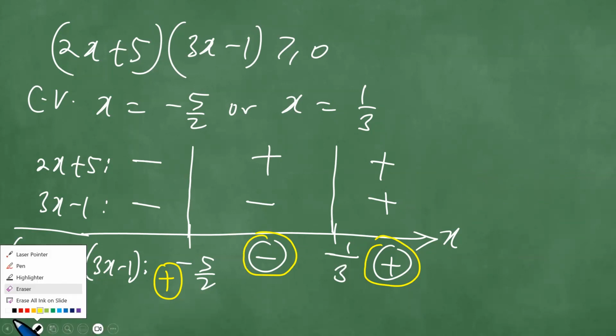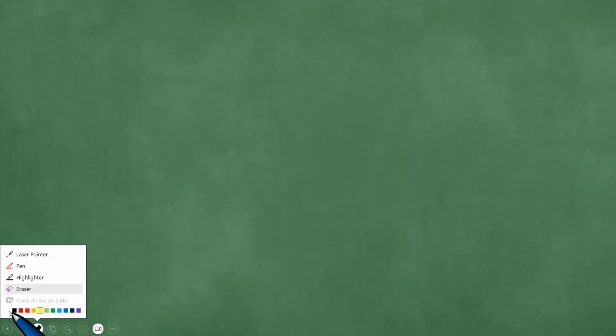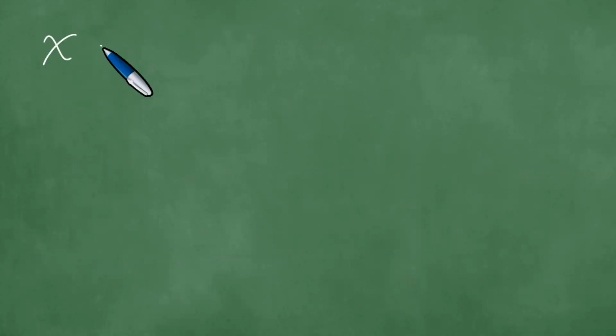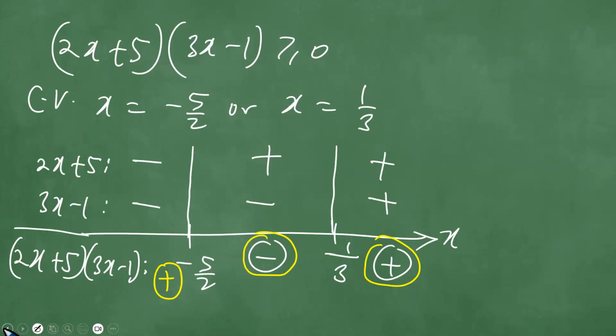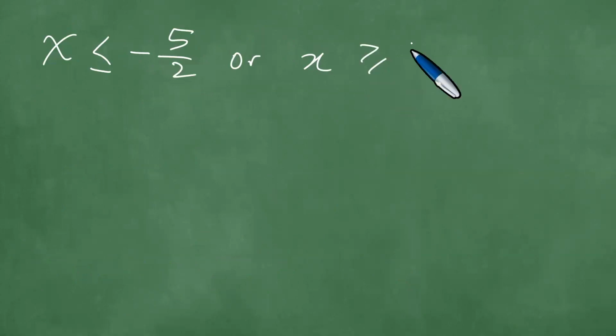You can write it on the next slide. So you can say x is less or equal to minus 5 over 2 is this side, plus is this side. To the left is less, so x is less than or equal to minus 5 over 2, or x is bigger or equal to 1/3. Okay, so yeah.